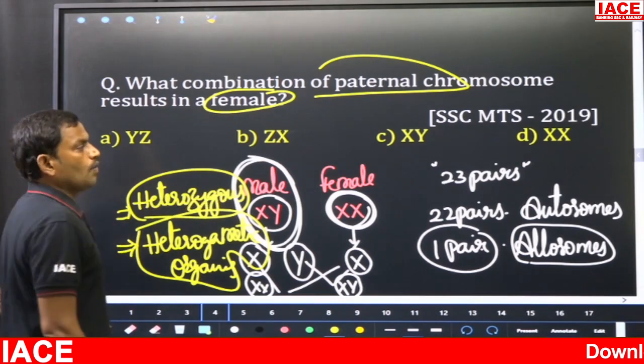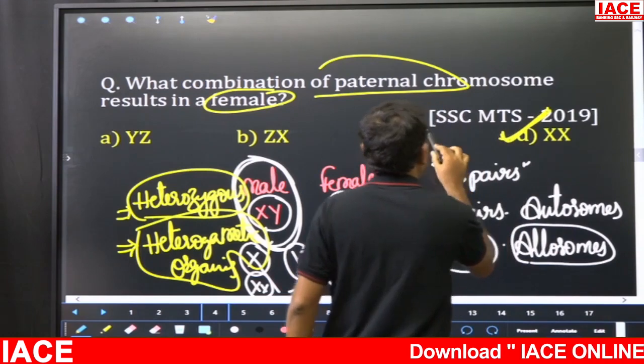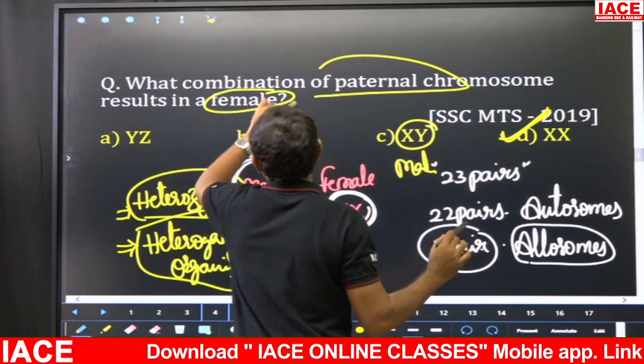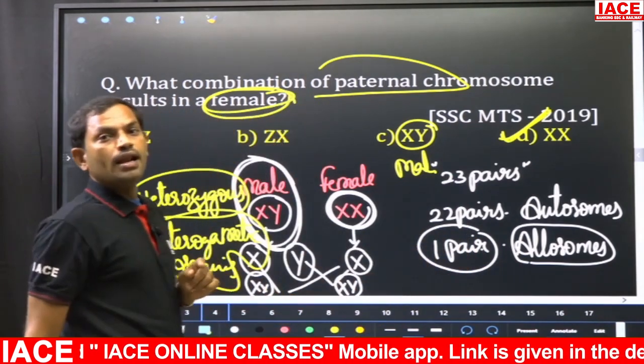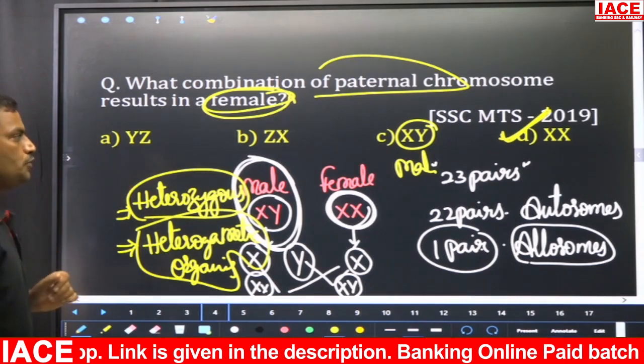So the answer for the question is option D, XX. XY is for male, but the question clearly mentions the female combination of chromosomes. Clear? So the answer is option D.